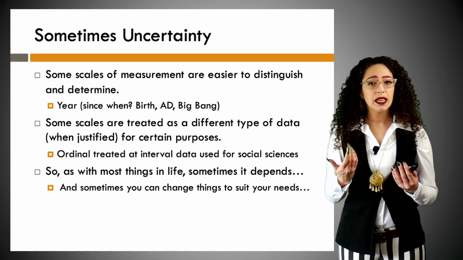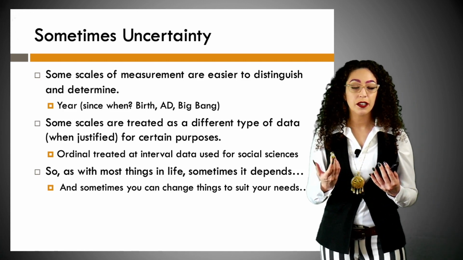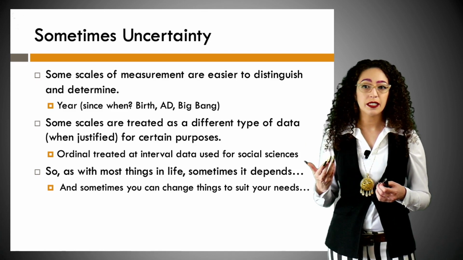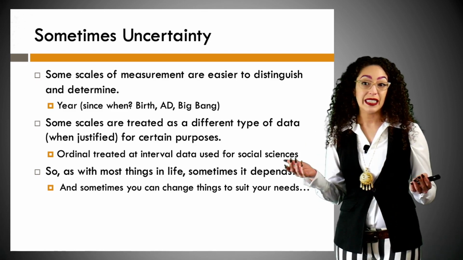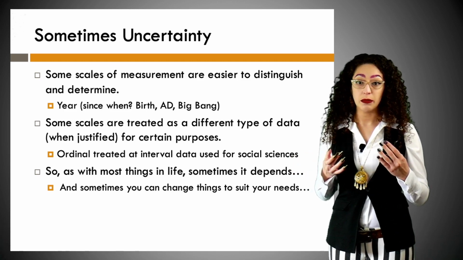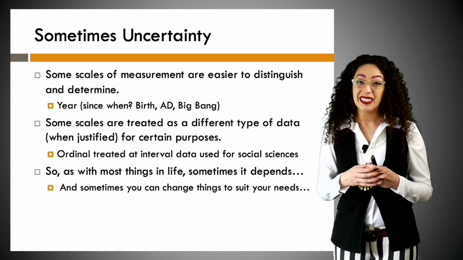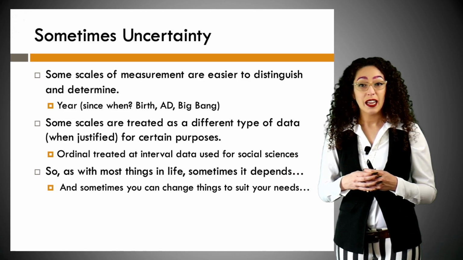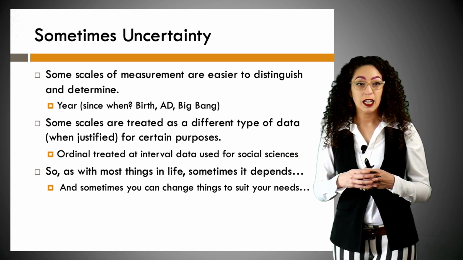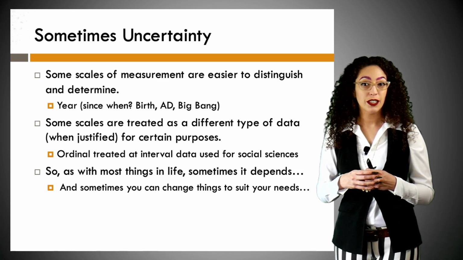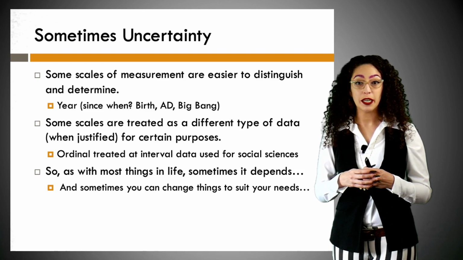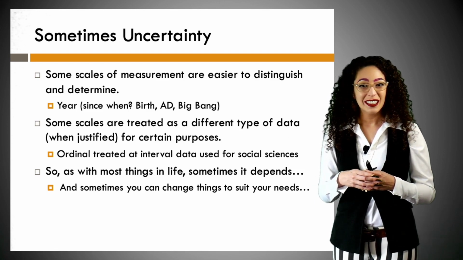Sometimes you can feel a bit uncertain when you're trying to figure out what kind of data you're dealing with. Some scales of measurement are easier to distinguish from others. If someone were to ask the year, you could ask, the year since when? Since birth? Since Anno Domini? Since the Big Bang? It depends. And I've even had to dispute with some of my own professors in graduate school about, I think the question was blood pressure? And I said, well, it sounds like ratio. There is a true 0.